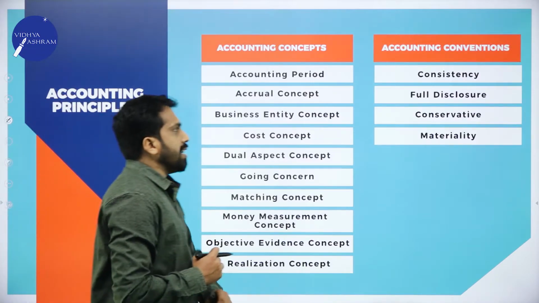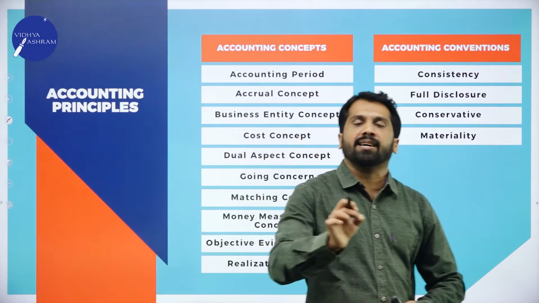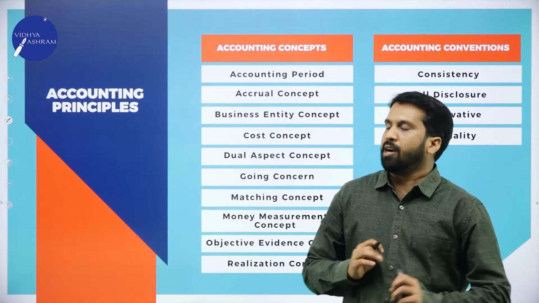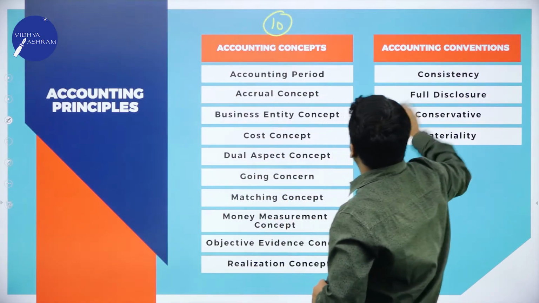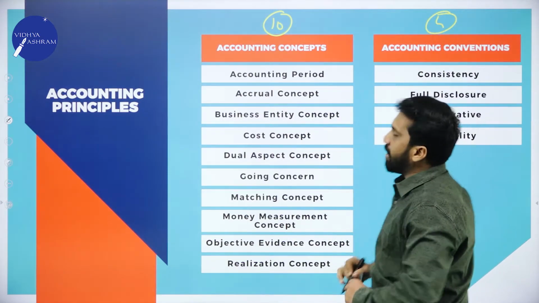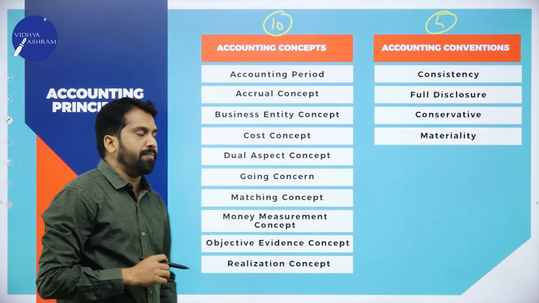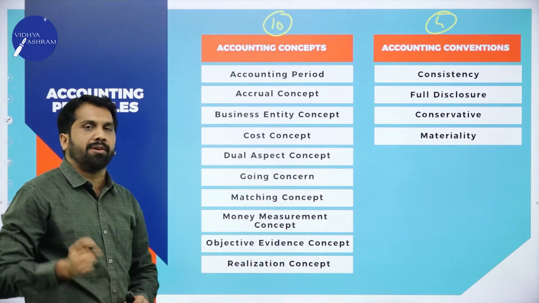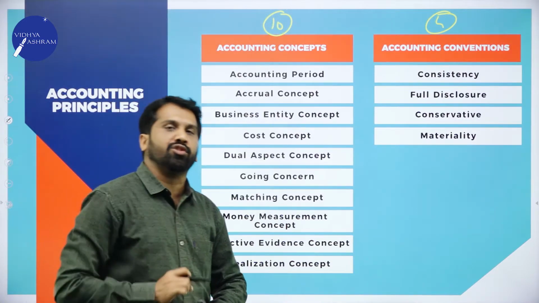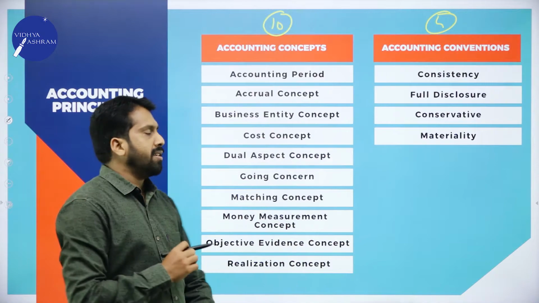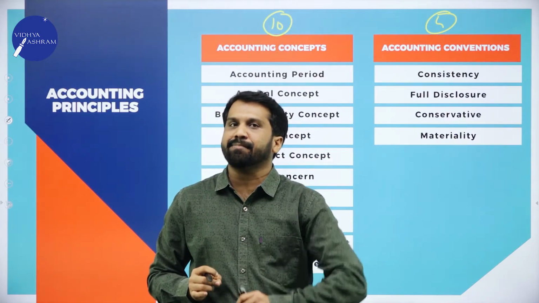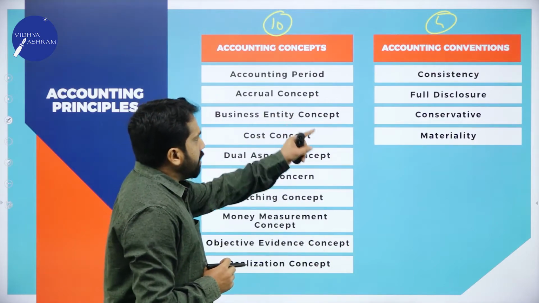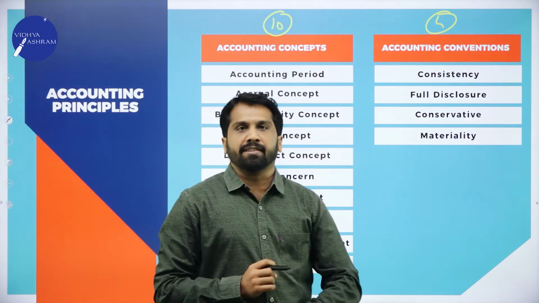Now, these are accounting concepts as well as accounting conventions. We have a total of 10 accounting concepts and 4 accounting conventions. Now, a few of the concepts we also call assumptions. Again, I will repeat, a few concepts we also call assumptions. Now, conventions. We have 4 conventions.